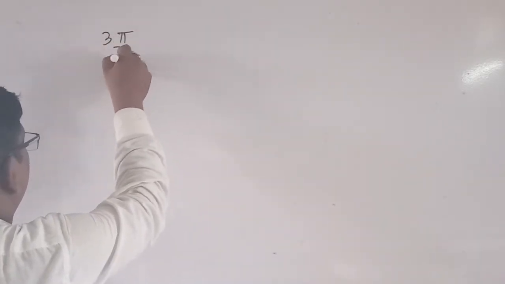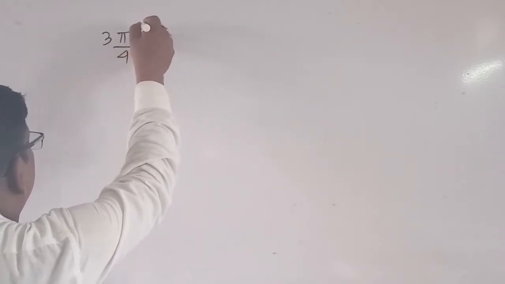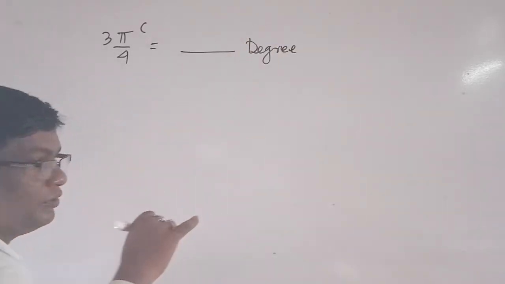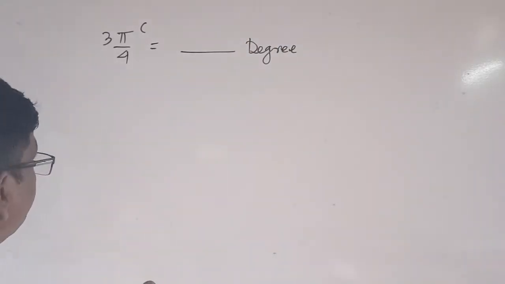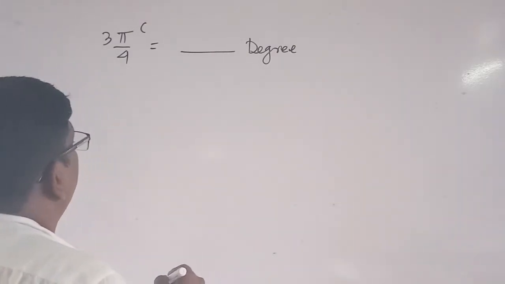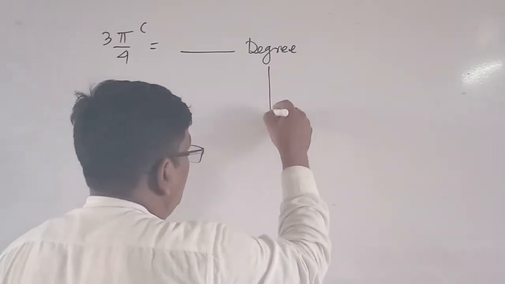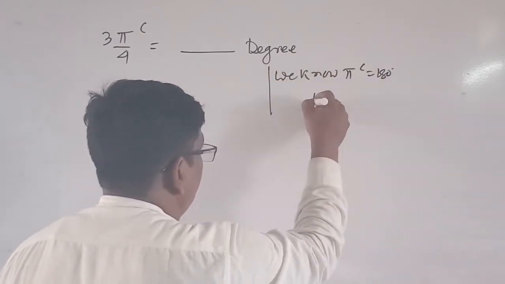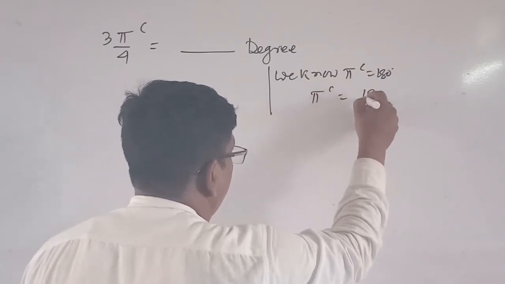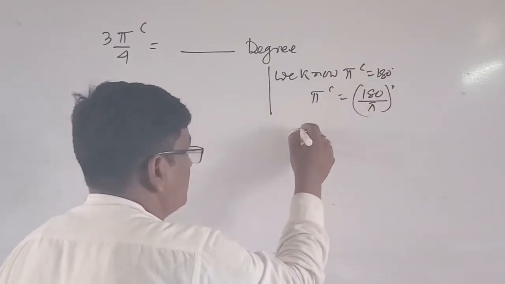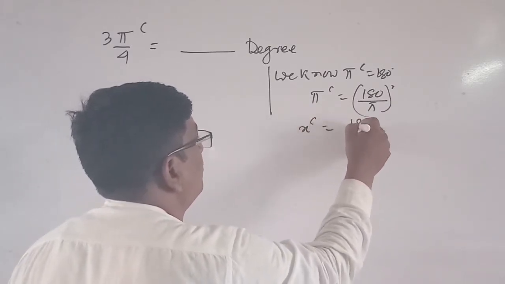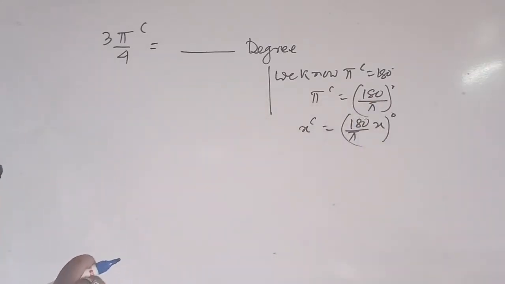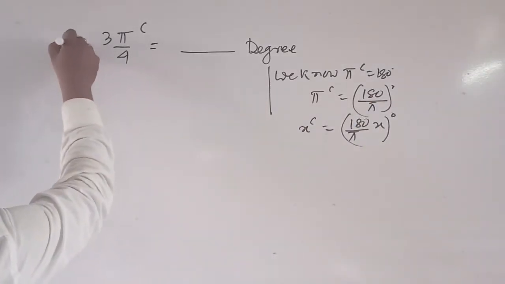Three pi by 4 radian is equal to dash degree. Okay, we know pi radian is equal to 180 degree. 1 radian equal to 180 by pi degree. So x radian is equal to what? 180 by pi into x degree. This is the concept. So this question is here.